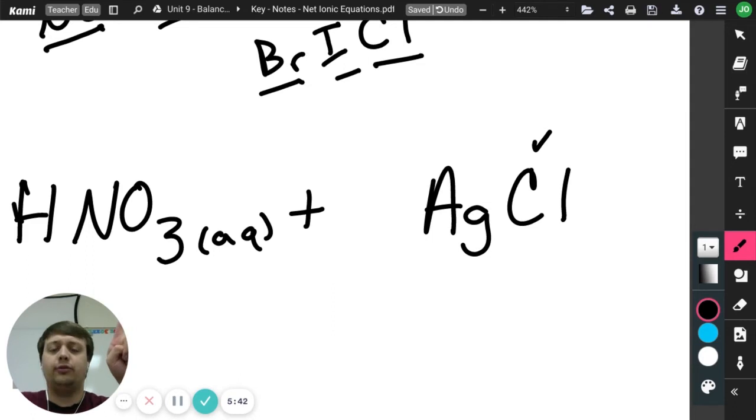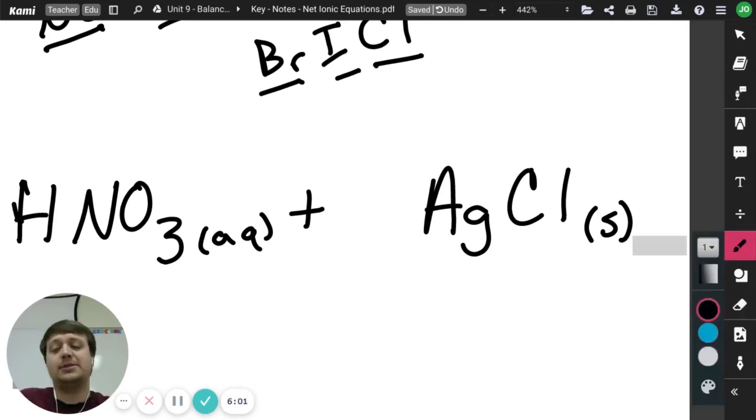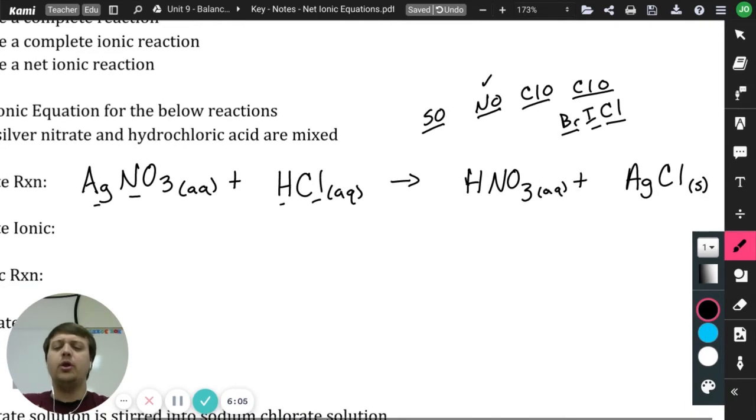So chlorides are soluble unless they're paired up with silver, lead, or mercury 1. Is this paired up with silver, lead, or mercury 1? Yes, it is. And so since it is paired up, it is insoluble. And so we will put an S right there. Okay. And basically what that tells me is that that did form a precipitate as a part of that reaction. Okay. So now I've got my complete reaction finished.